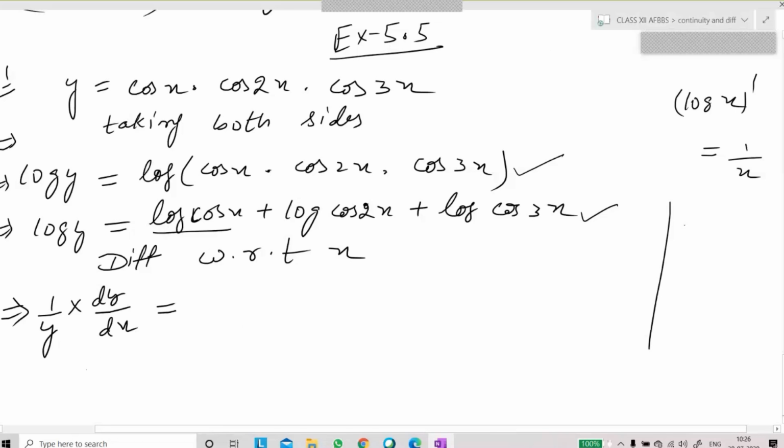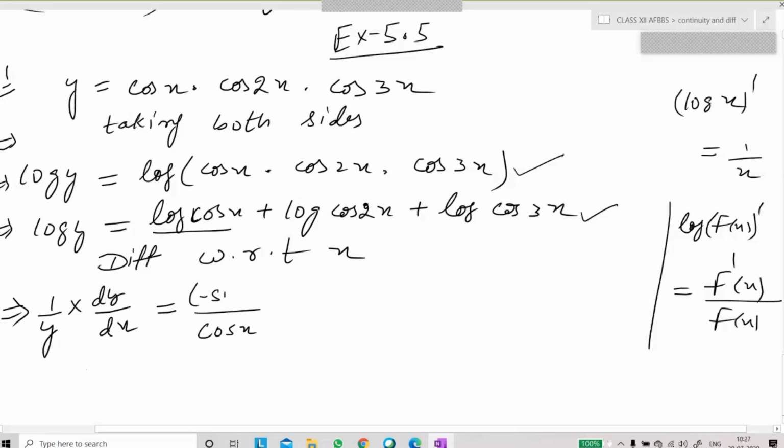For log cos x, we are going to use this formula: log of f(x), dash, is equal to 1 upon f(x), and in the numerator we will multiply by the derivative of f(x). Log cos x means 1 upon cos x, and in the numerator you multiply with the derivative of cos x, which is minus sin x. Similarly, in the next term, you have cos 2x. So in the denominator, you will have cos 2x, and then in the numerator, you will write the derivative of cos 2x. What is the derivative of cos 2x? Minus 2 sin 2x.